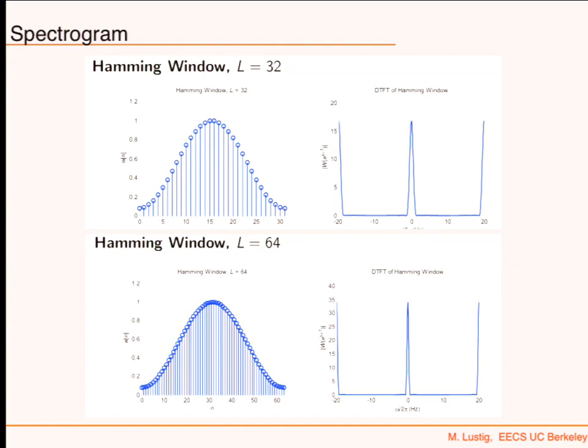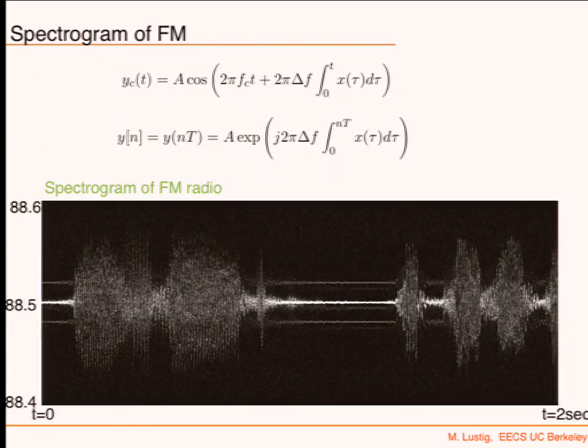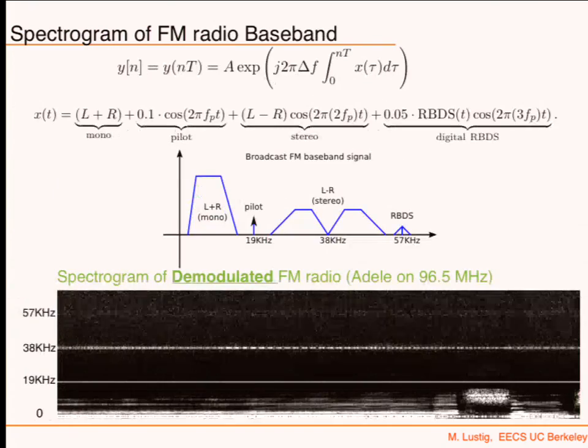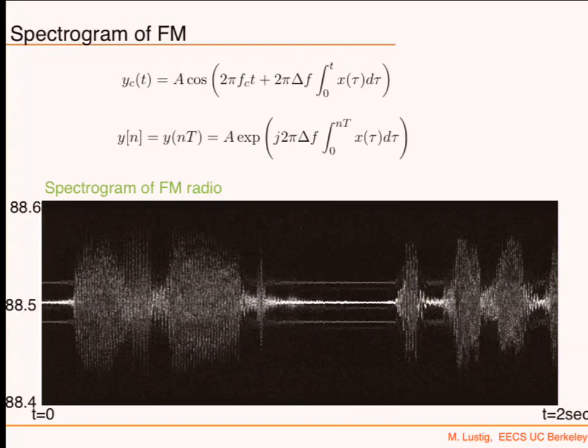So here are just the other examples of spectrograms. This is a spectrogram of FM radio. Okay, if you look at FM radio, this is a spectrum that you're going to get. This is 88.5. Can we hear it? No? This is NPR or something, so they have a lot of voice here. What is FM radio? It's frequency modulation.